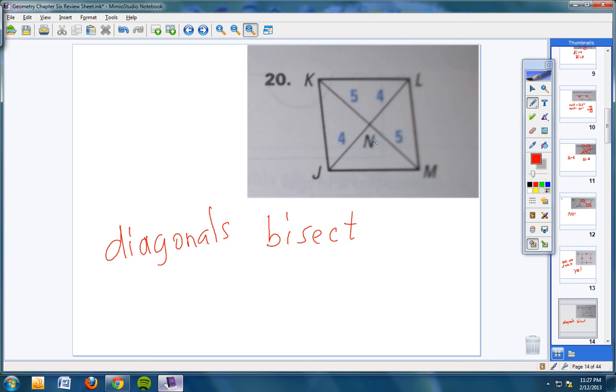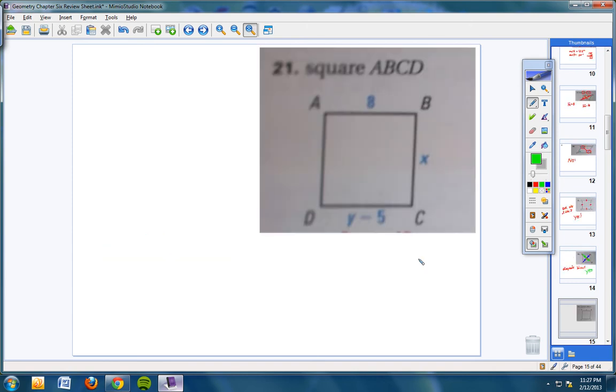Okay, well, the diagonals bisect. Look, here's a diagonal right here. Here's one right here. Y'all see that okay? Now watch this. This is 4, and this is 4. So I'm going to put a mark here and a mark here. This is 5, and this is 5. So 2 marks here and 2 marks here. The diagonals bisect each other. Yes, we have a parallelogram. Okay, moving on to 21.